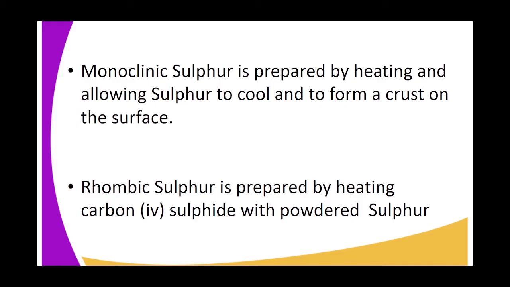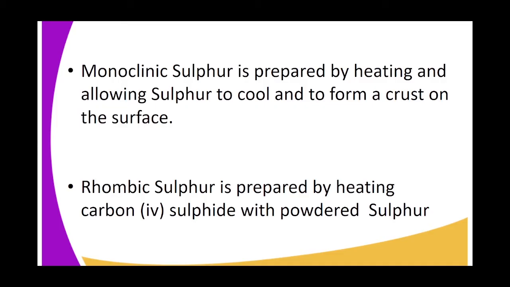We have rhombic sulfur. It is also referred to as octahedral sulfur. It is a bright yellow crystalline solid. How is it prepared in a laboratory? Rhombic sulfur is prepared by heating carbon disulfide with powdered sulfur.